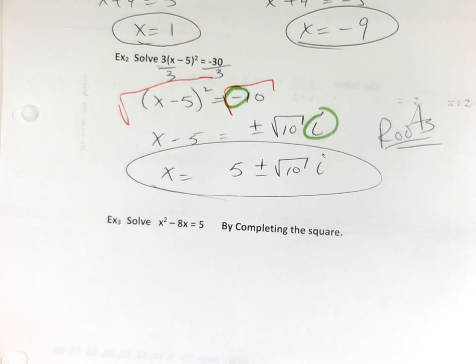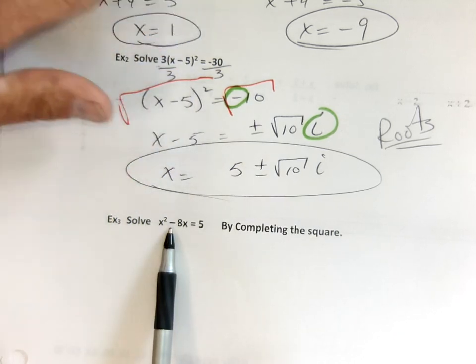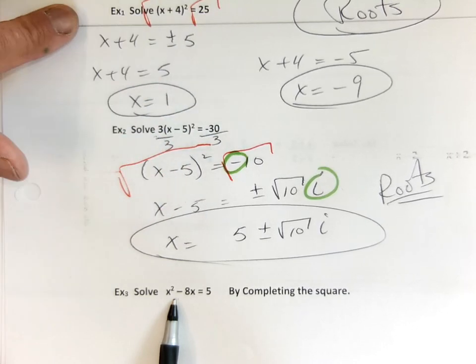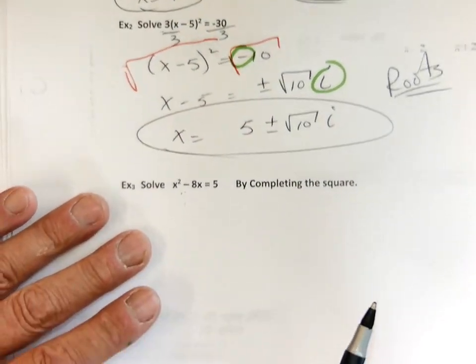Now, example 3, we could use the quadratic formula. We could. That's actually the hard way to do it. I'd rather make example 3 look like one of these. I can make example 3 look like example 1, which would make it a lot easier. It says by completing the square.